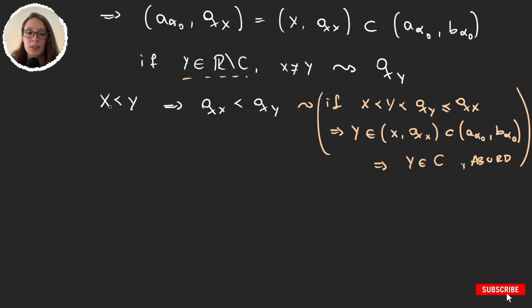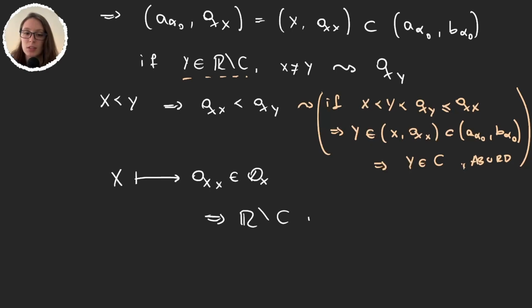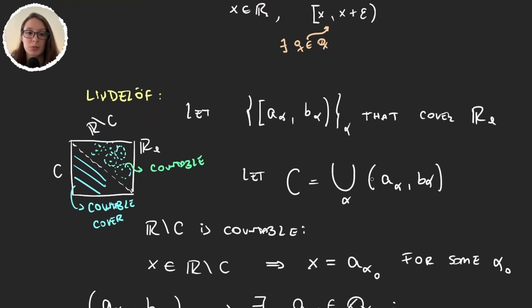And now we have that for each X in R minus C, we have a function that gives us some element Qx that's rational. And so, because these are countable, that implies that these elements have to be countable. So, R minus C is countable. Perfect. This helps us for this first part. Now, we have to prove that C admits a countable cover.